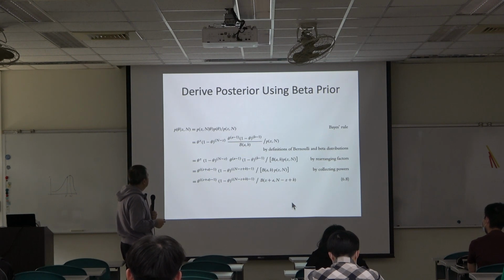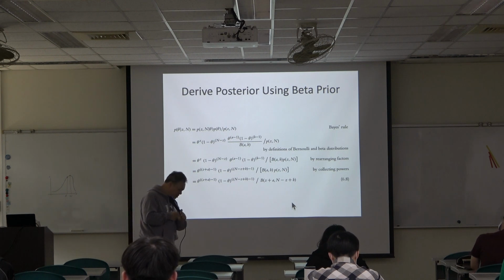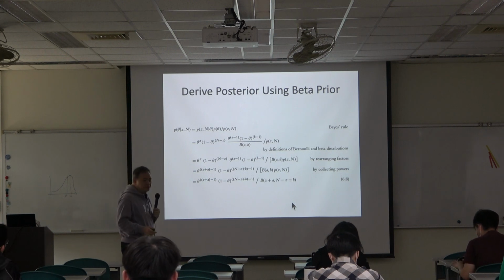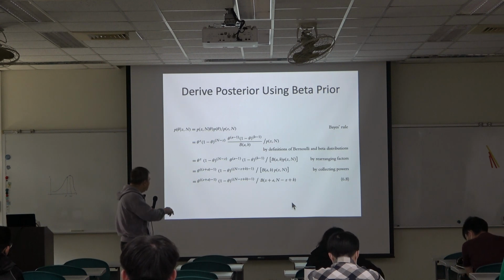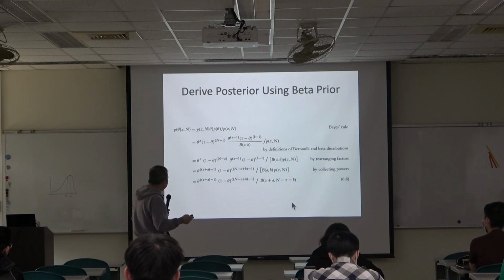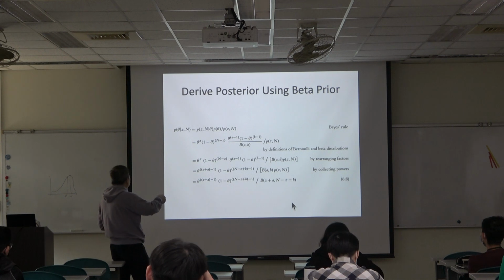So now it's time to talk about how we can derive the posterior analytically using the beta distribution. Let's look at these formulas. These formulas are actually very easy, even though you see a lot of formulas here, but don't worry. The only thing you need to worry about is the last step. The last step may need more explanation, but other than the last step, most of them are pretty straightforward.